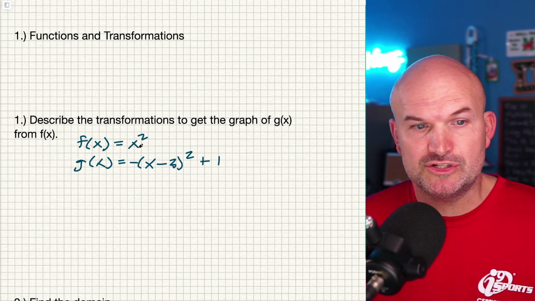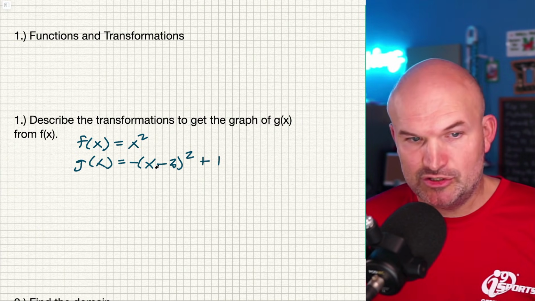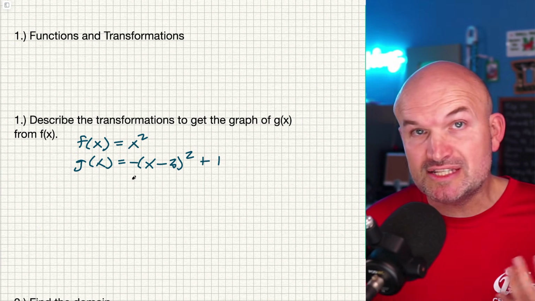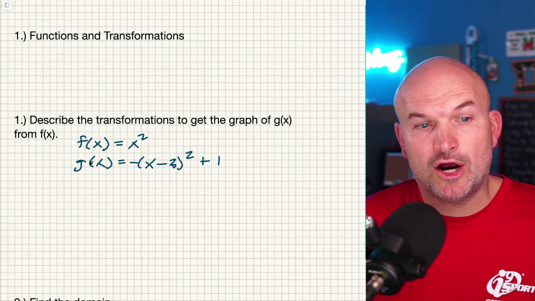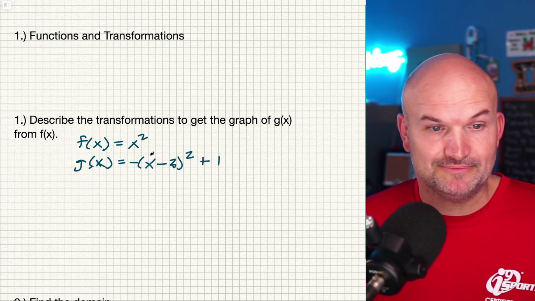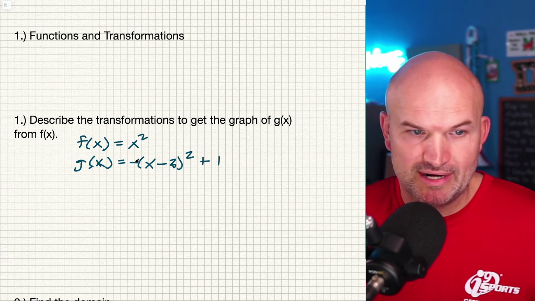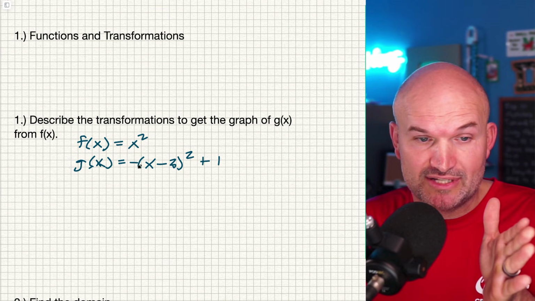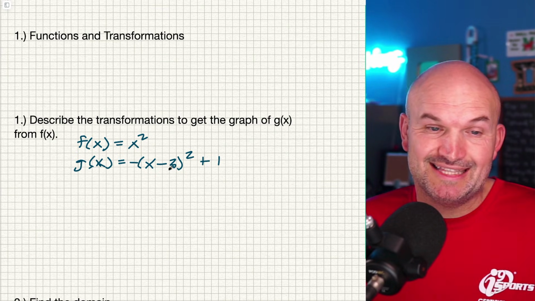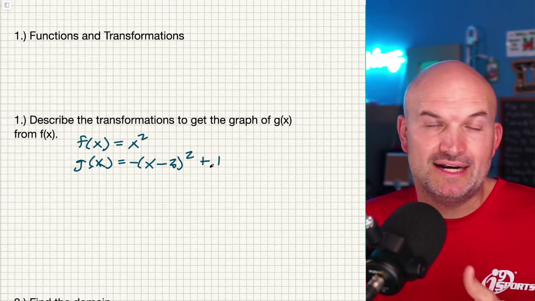So if this is going to be my original graph, what exactly am I doing? Basically what I need to do is understand what transformations are being applied to g of x. You can see there are a couple of things going on. We're multiplying by a negative on the outside, we are subtracting a 3 on the inside of the function, and we're adding a 1 on the outside.